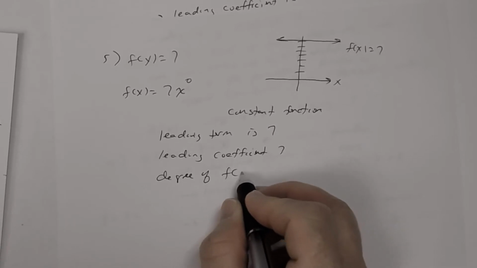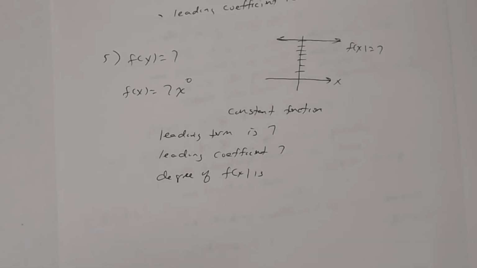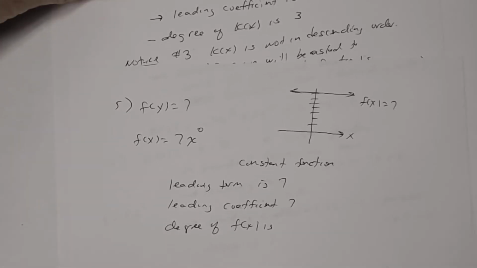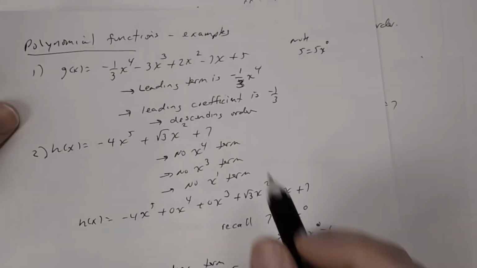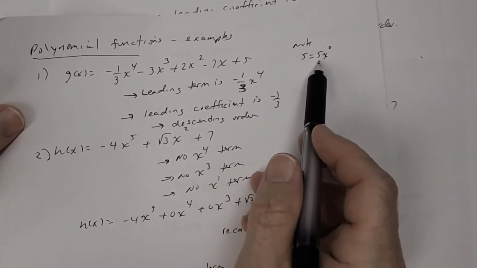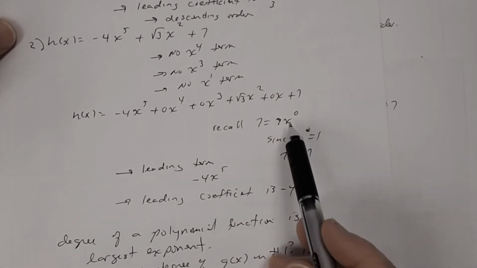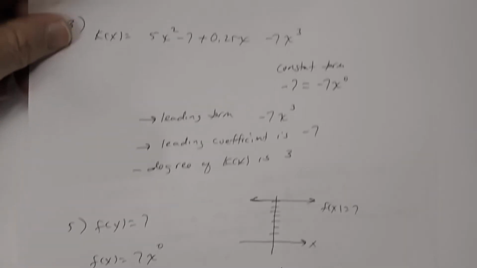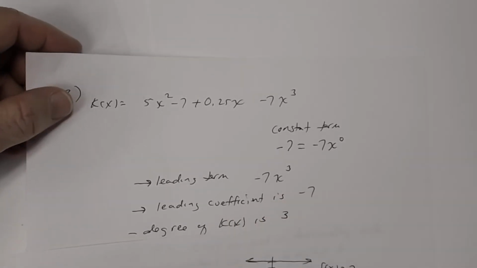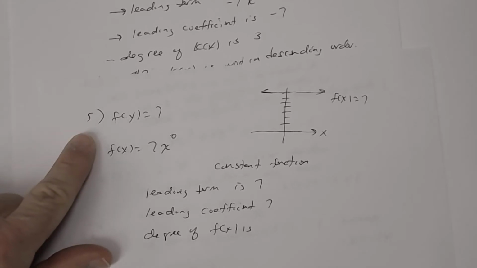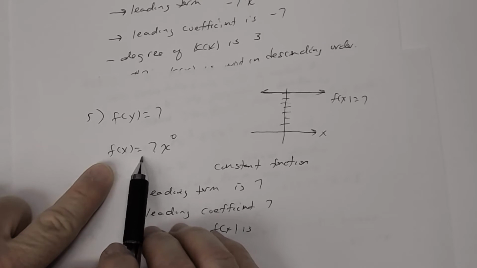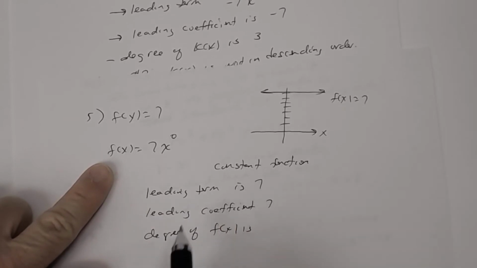of f of x is, and that is where it was important that you understand all those problems we did, where we talked about the constant. I can write 5 as 5x to the 0 power. 7 is 7x to the 0 power. Negative 7 is negative 7x to the 0 power. And then we came to number 5, where we had this constant function. I can write as 7x to the 0 power, and now you can tell me the degree.